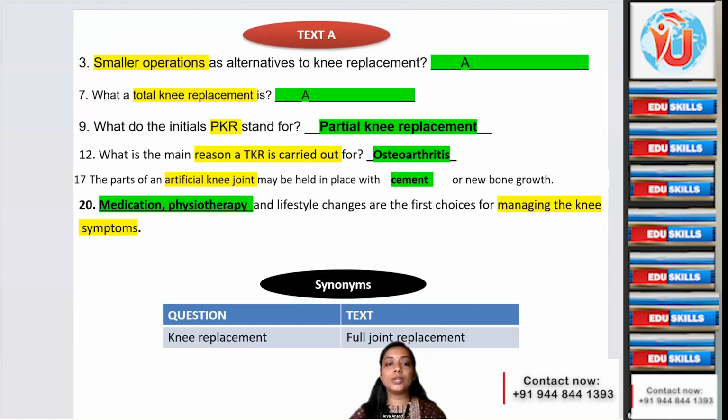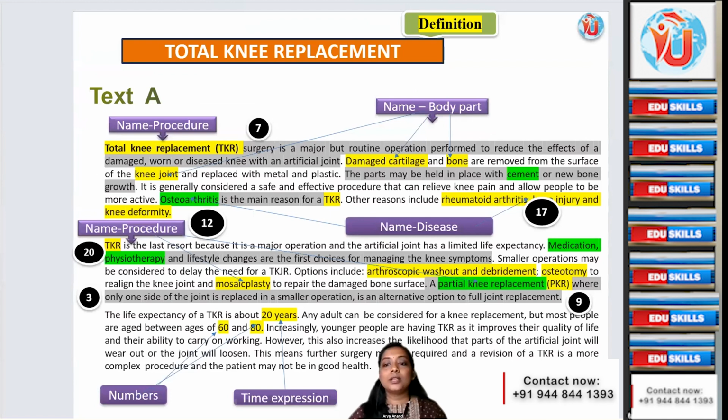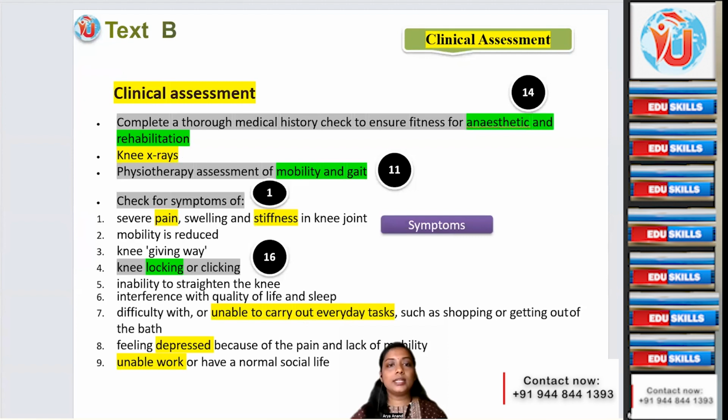Then again, 20th question from text A: medication, physiotherapy, and lifestyle changes are the first choices for managing the knee symptoms. Here, medication, physiotherapy, and lifestyle changes are the first choices for managing the knee symptoms. Same they have mentioned there also, so it is very easy. Fine. So all the text is like this only, okay? Same thing I have mentioned here also.